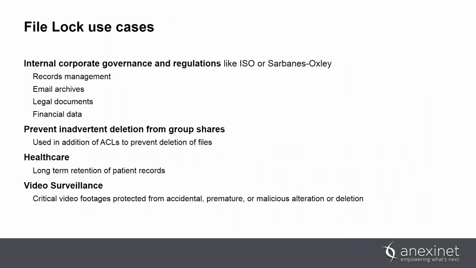So some of the use cases for the new file lock feature are internal corporate governance and regulations like ISO or Sarbanes-Oxley, records management, email archives, legal documents, financial data, preventing inadvertent deletion from group shares, used in addition to ACLs to prevent deletions of files, healthcare, long-term retention of patient records, and video surveillance, where critical video footage is protected from accidental, premature, or malicious alteration or deletion.